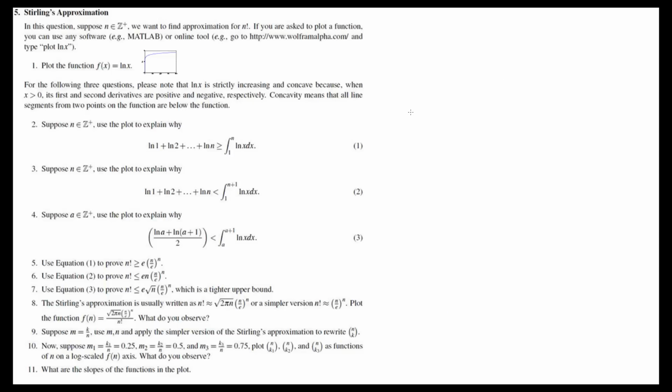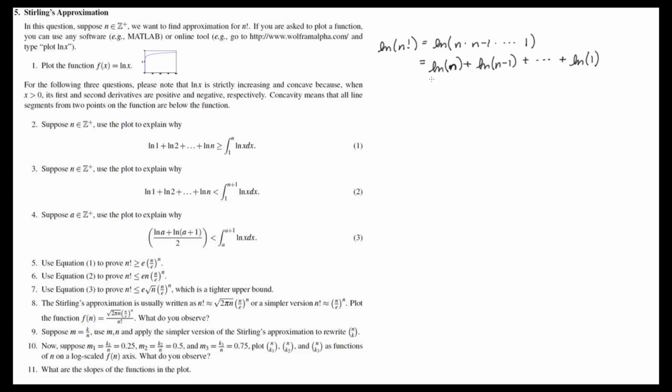So now we want to use part 2 to prove that n factorial is greater than or equal to e times n over e to the n. So this seems a bit confusing at first, but since we're told to use equation 1, what we'll do is we'll write out the natural log of n factorial is the natural log of n times n minus 1 times dot dot dot down to 1. And because of the properties of logs, we can actually write this as the natural log of n plus the natural log of n minus 1 plus dot dot dot plus the natural log of 1.